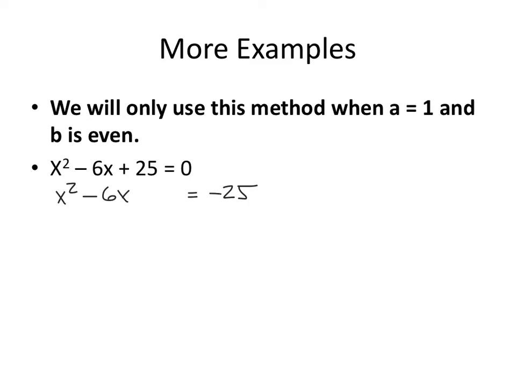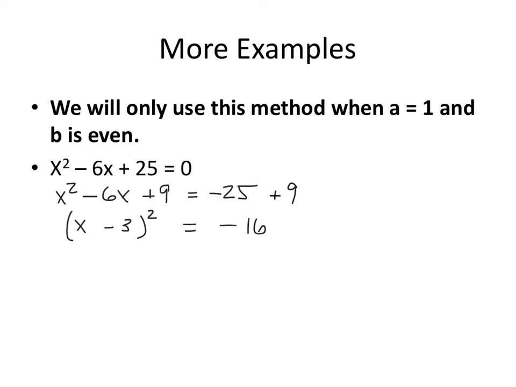Then I'm going to complete the square. Half of negative 6 is negative 3, and negative 3 squared is 9. So I'm going to add 9 to both sides. And I end up with x minus 3 squared equals a negative 25 plus 9 is a negative 16.